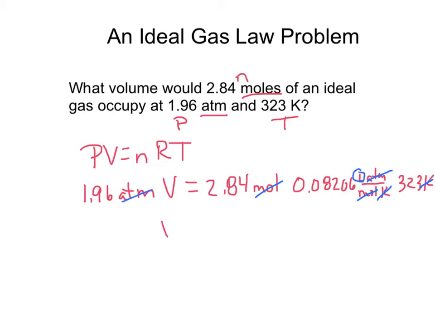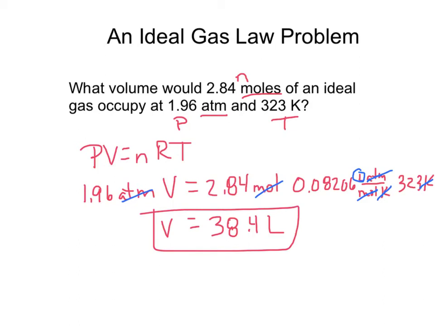So this is going to be V equals, in order to solve this, I'm going to do 2.84 times 0.08206 times 323, and then to get this over on the other side, I'm dividing both sides by it, so I'm dividing by 1.96. And my sig figs should be 3 sig figs, because that's the least number I have there. I got 38.4057, and so I'm going to call that 38.4, and that is liters. And that's my answer right there.